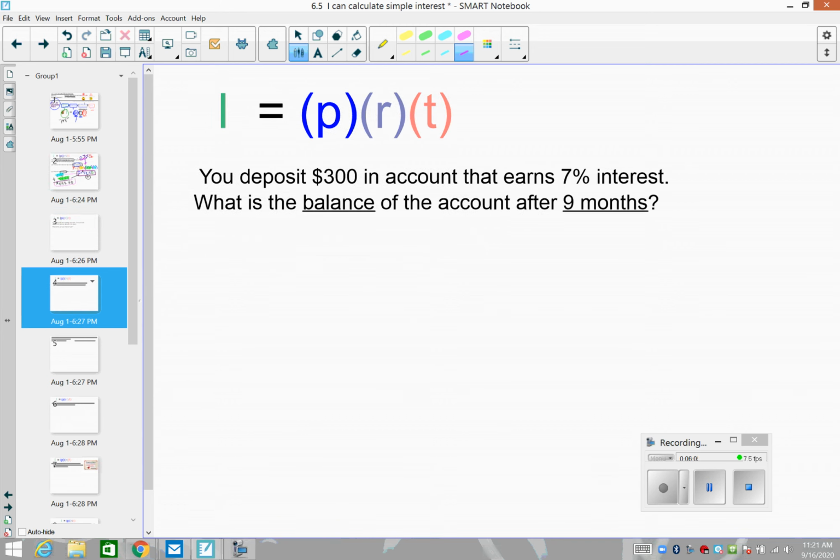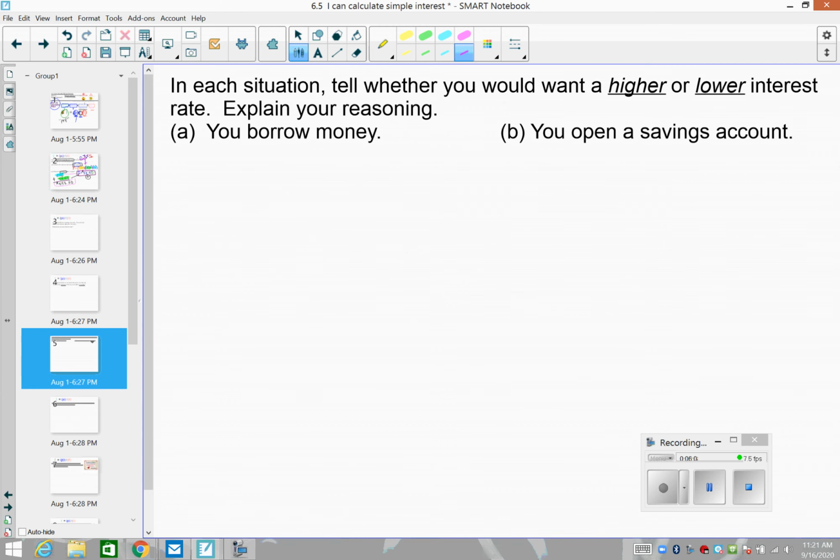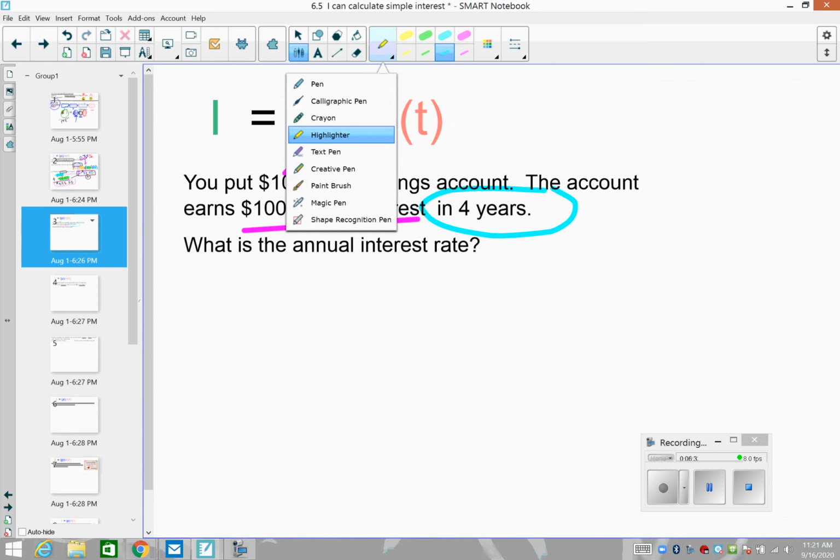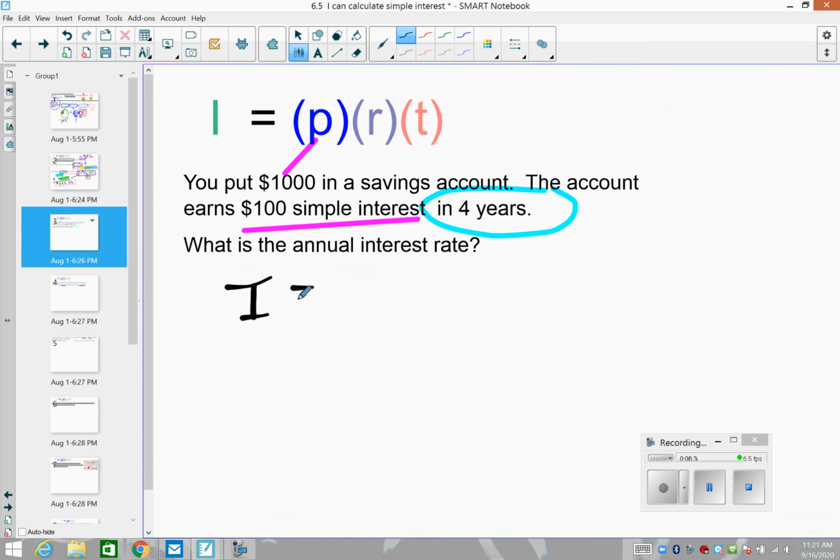So that's a positive scenario. Let's try maybe another positive scenario. Let's try this. You put $1,000 in a savings account. That should be your principal. You should be thinking principal there. The account earns $100 simple interest over the course of 4 years. I probably shouldn't have done this one right away, but oh well. Over 4 years, this one's going to work a little bit different. Let's do it. Interest is equal to principal times rate times time.